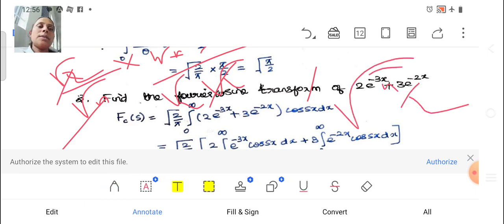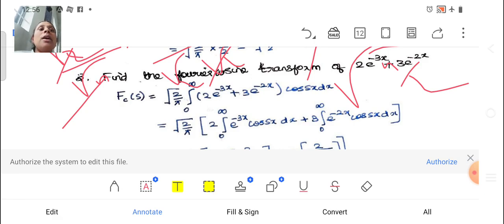Next, similarly, we are going to see another problem. Find the Fourier transform of 2e power minus 3x plus 3e power minus 2x using the Fourier cosine transform. So Fc of s equal to root 2 by pi, integral 0 to infinity, f of x cos sx dx. Here the f of x value is 2e power minus 3x plus 3e power minus 2x.